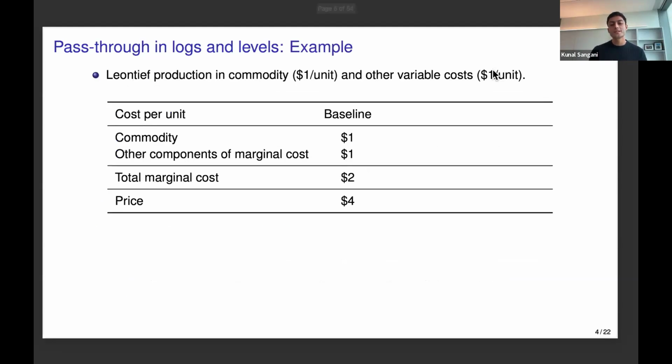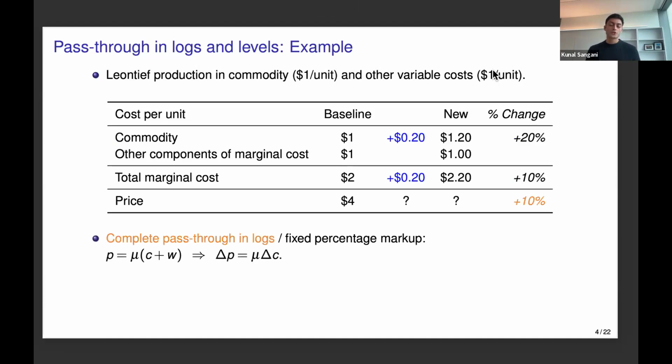So let me just fix ideas with a simple example. What I want you to have in the back of your mind as I go through the empirics today is a firm that uses some commodity input in production, potentially alongside other components of marginal cost. So say we have a firm that has $1 of commodity costs and they have $1 of other components of marginal cost. So their total marginal cost is $2. And let's say initially they have a markup of 2, so they set an output price of $4. Our question is going to be what happens when the price of this commodity increases.